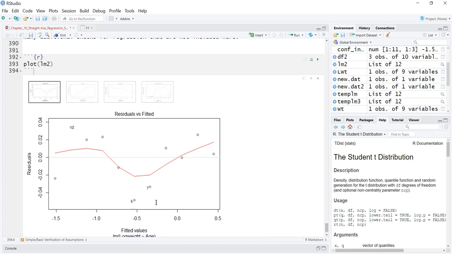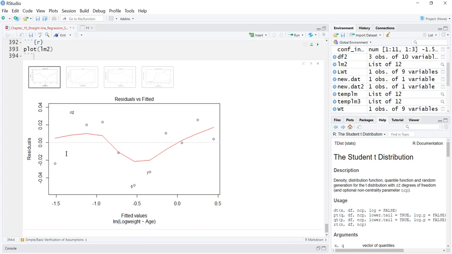Okay, but look how close they are to 0. If this scale was from -2 to +2 here, then I would certainly agree. But this scale is from -0.04 to +0.04, negative to positive. So it's tiny. So I don't see any violations here. We don't see a funneling shape.